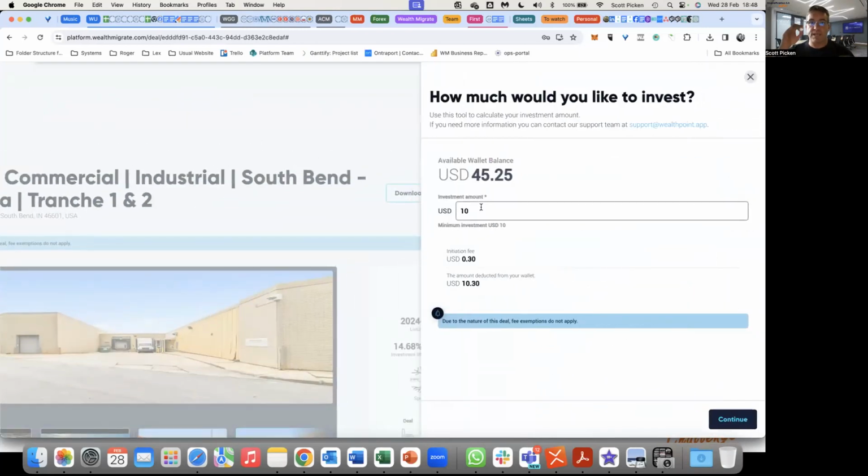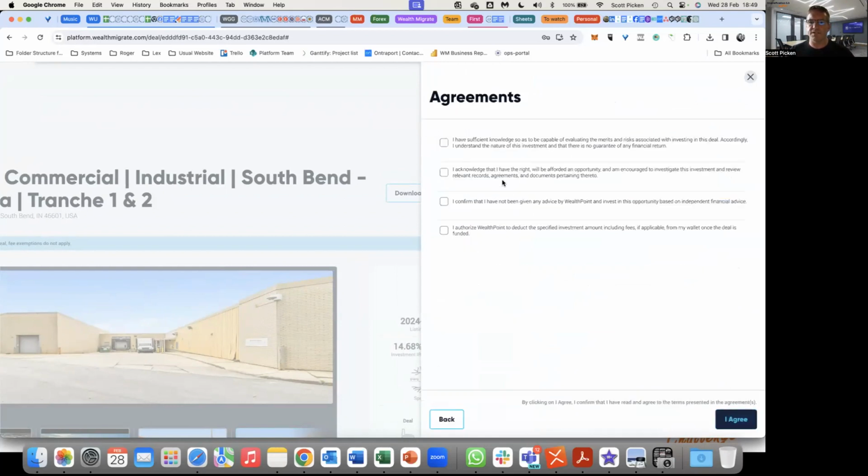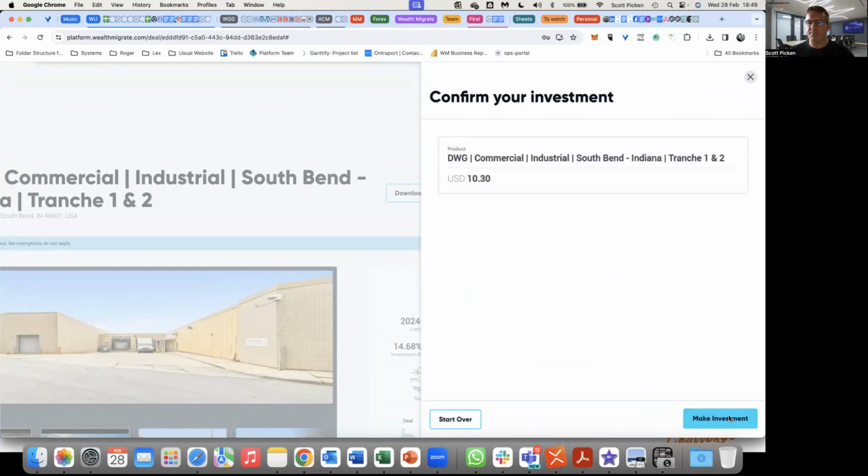I want to invest. People say, what's the minimum investment? It's $10 at the moment. So, no one can give me the excuse that I don't have money. So literally I decide, right, I'm going to invest in this deal, $10. I go and click and I digitally sign the agreements. I literally go, I agree, and I go make investment.